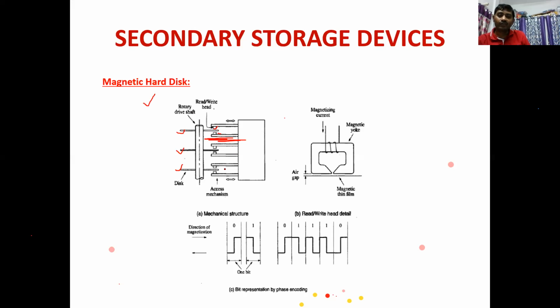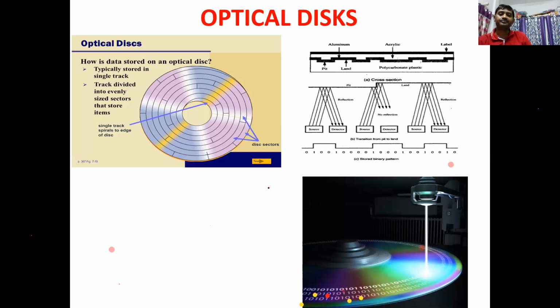And remember, if you look into this, see here, there is a small gap, which means the head will not touch the plate. The plate is magnetically coated and it is rotating at high speed, and this head is also moving front and back. A magnetic field will be generated, right? And from that the data will be accessed, read from the disk or written onto the disk. That is a magnetic hard disk. The accessing mechanism is with the help of magnetism.